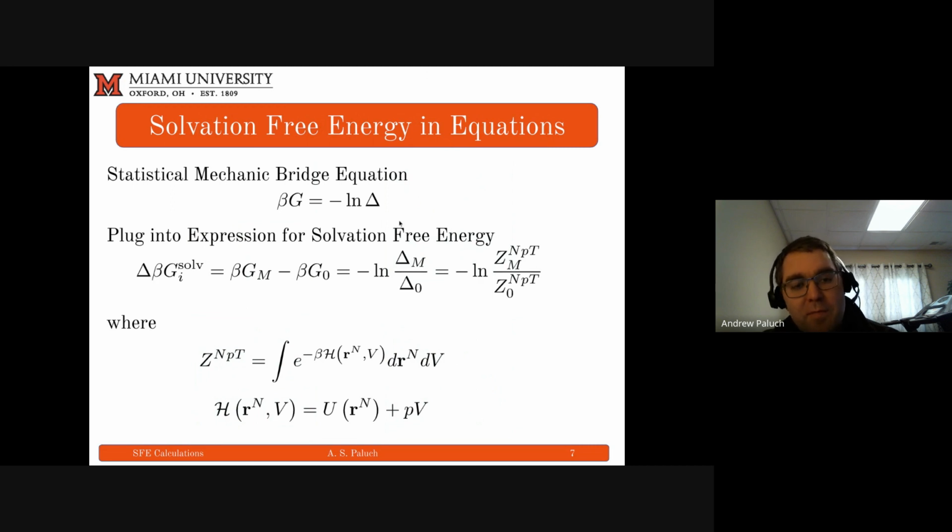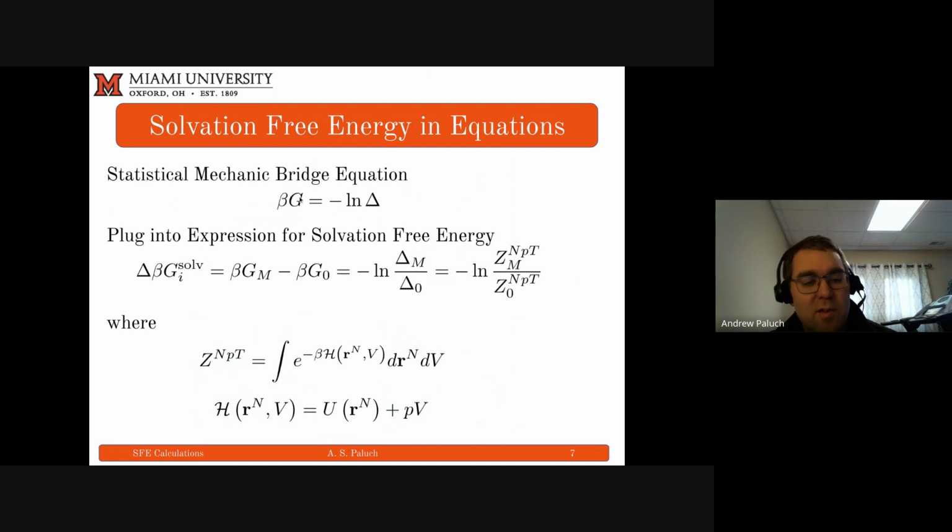So the key to how we're going to calculate the solvation free energy is to start with our statistical mechanical bridge function. Our bridge function is just that, the relevant free energy. So if I'm in an NPT ensemble, the relevant free energy is my Gibbs free energy. So my dimensionless Gibbs free energy is equal to the negative log of my partition function for the relevant ensemble.